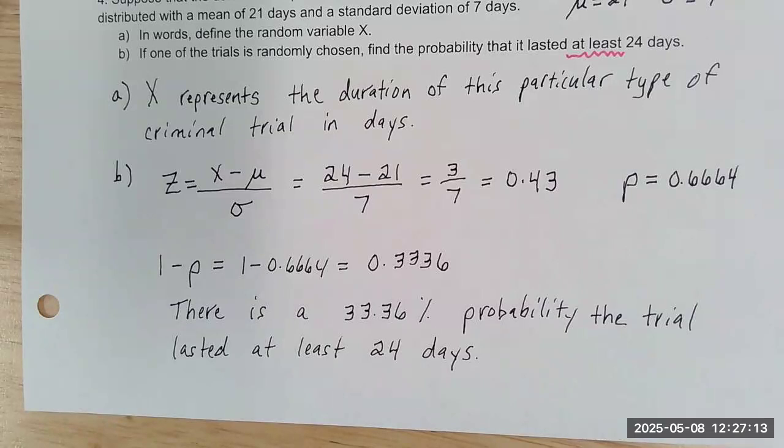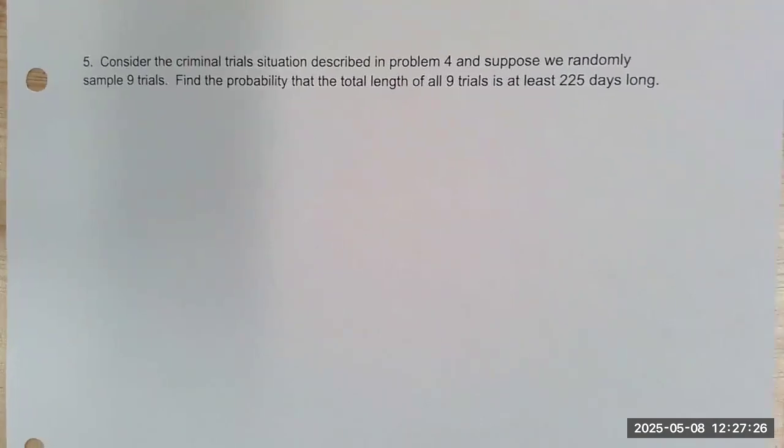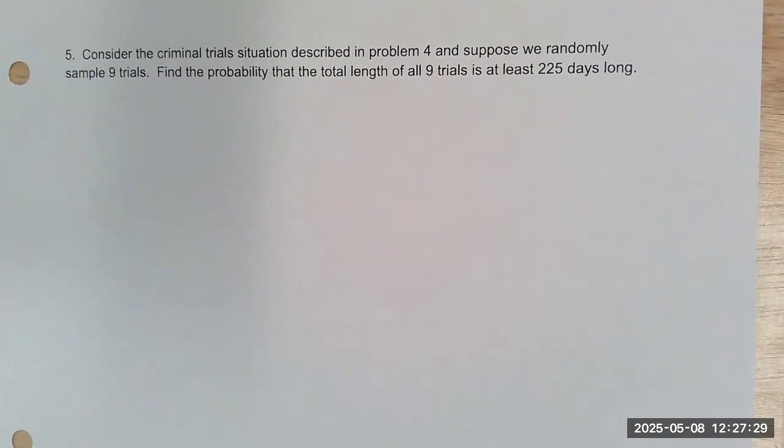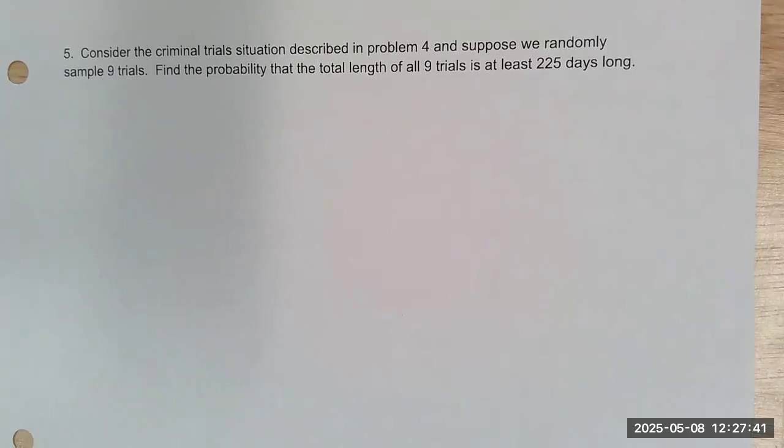The next one's going to require us to be careful. It's related to that question. It says, consider the criminal trial situation described in problem 4, and suppose we randomly sample 9 trials. Now I feel like we're in a central limit theorem type problem. Find the probability that the total length of all 9 trials is at least 225 days long.